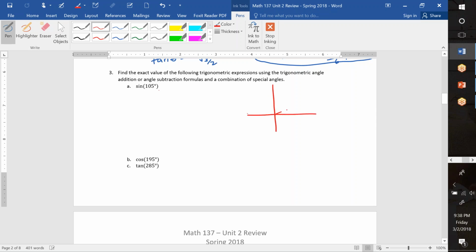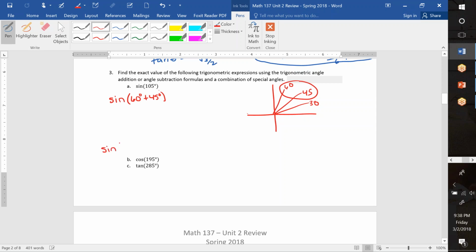When you think about that, I just start at the beginning and say, okay, I have a 30-degree angle, and then 45, and then 60. And right away, I see that 60 degrees and 45 degrees could add up to 105. So I'm going to rewrite this as sine of 60 degrees plus 45 degrees. And remember, we have a formula for the sum of a sine.